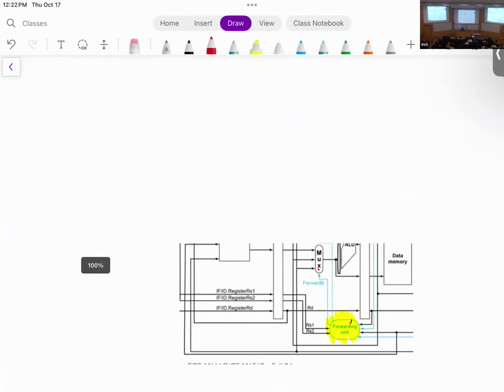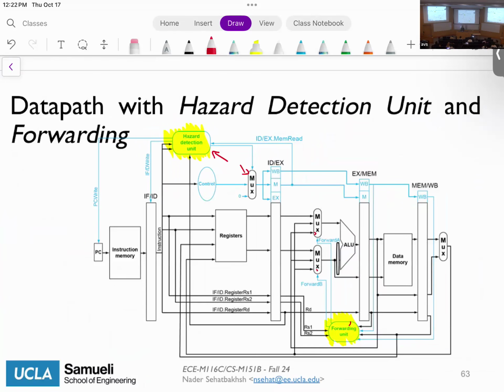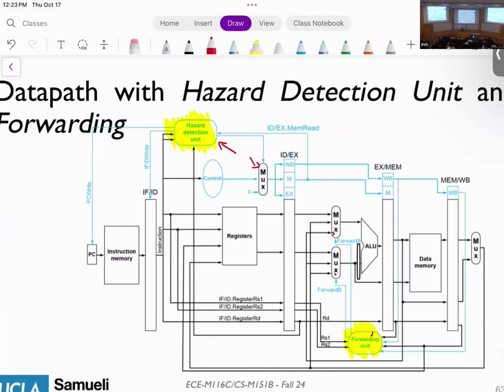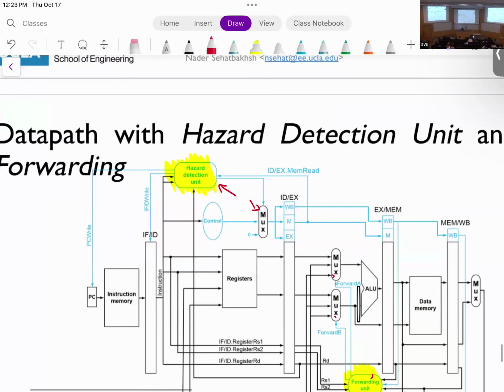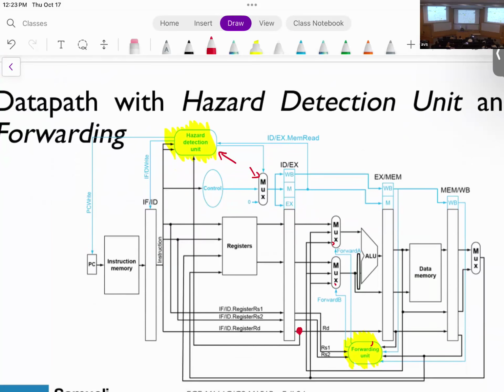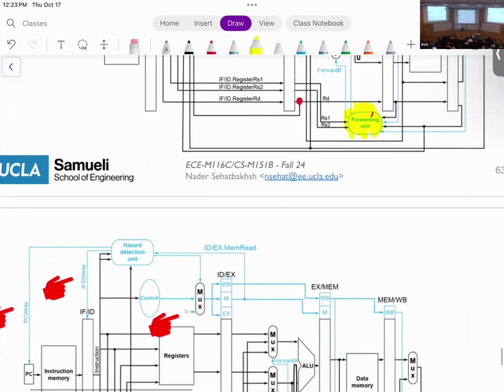All right, so let's talk about how we insert the bubble as well so that we have the full picture. As you can see, the hazard detection unit, by the way, first look at what the hazard detection unit takes. It takes this RD here. It takes the memory read control signal as well. And it takes the RS1 and RS2 as well, right? So what it does is basically this.